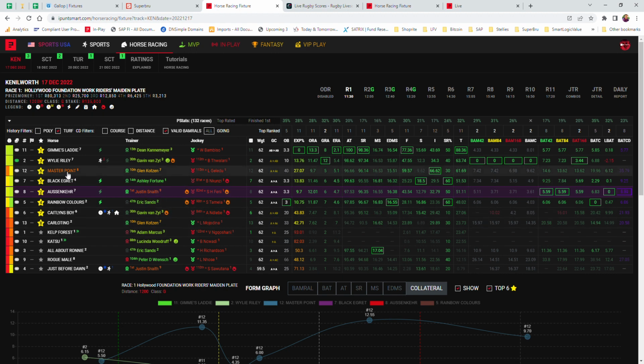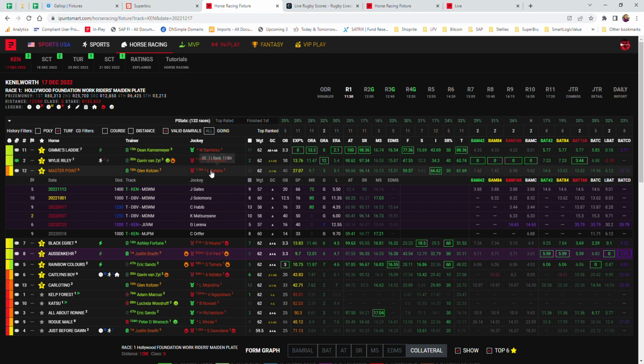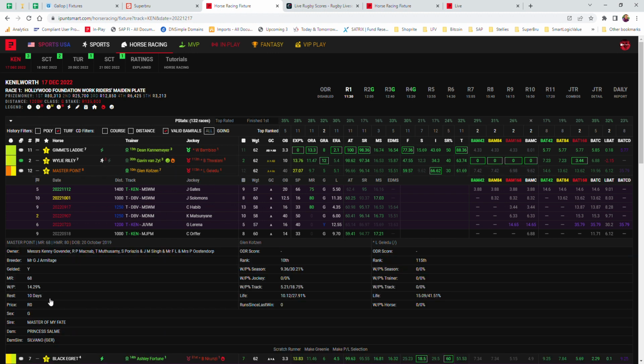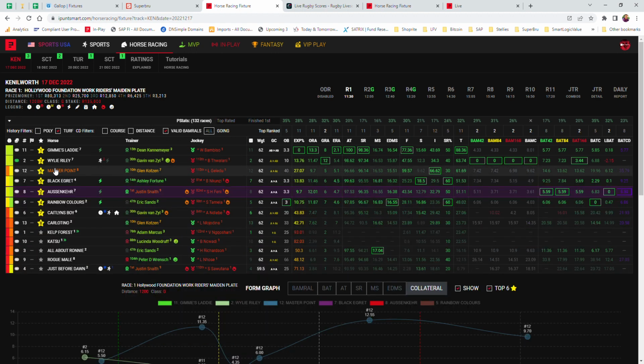And then when you see these colors changing, that's just for big merit rating drops, in other words, above 10. Merit rating drop like this. Master Point was an 80 at one stage, he's now a 68. So he dropped by 12, which is 6 kilos. So it just quickly tells you there's a bit of danger, like the change of stable for Caitlin's boy.